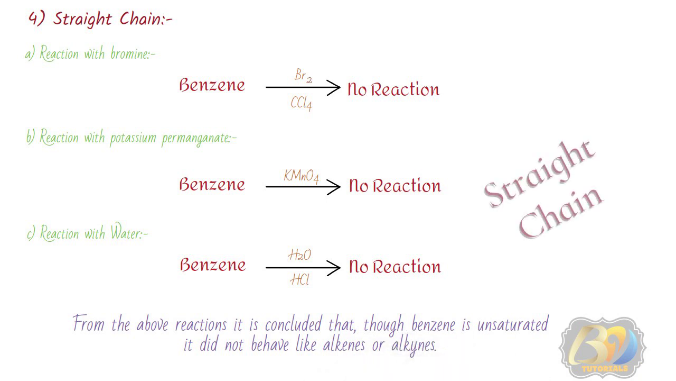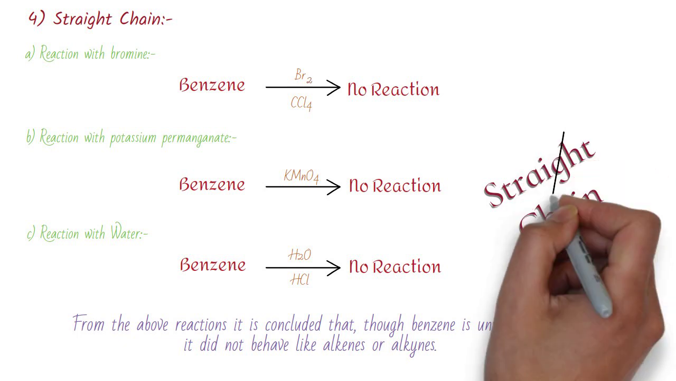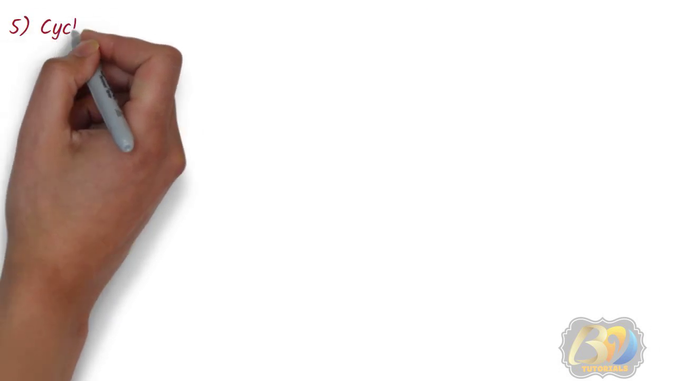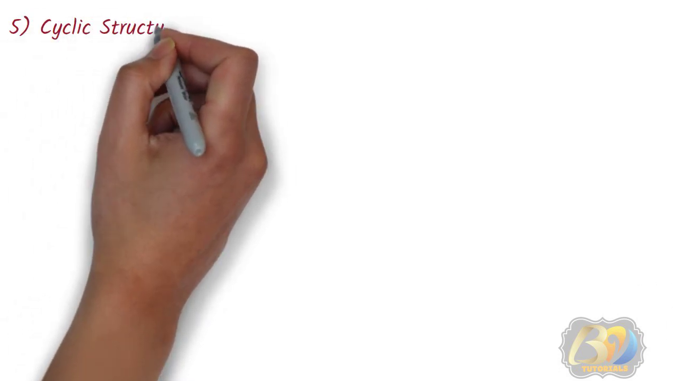So is benzene a straight chain or not? Yes, exactly, it is not a straight chain compound. Now let's check whether benzene is cyclic or not. For that purpose, we have to perform some tests to conclude the cyclic structure of benzene.